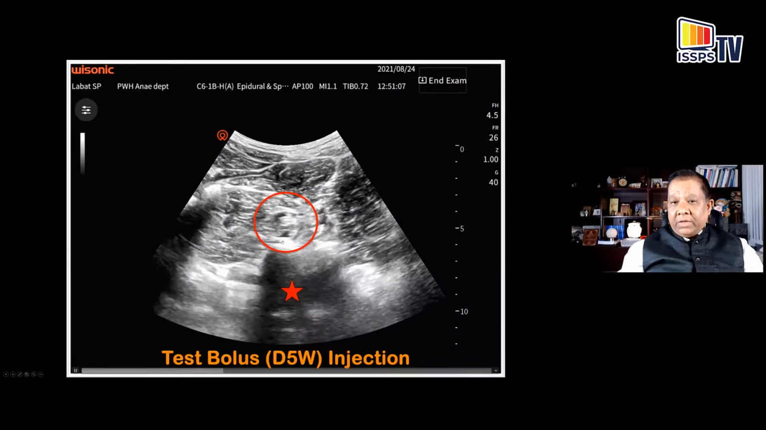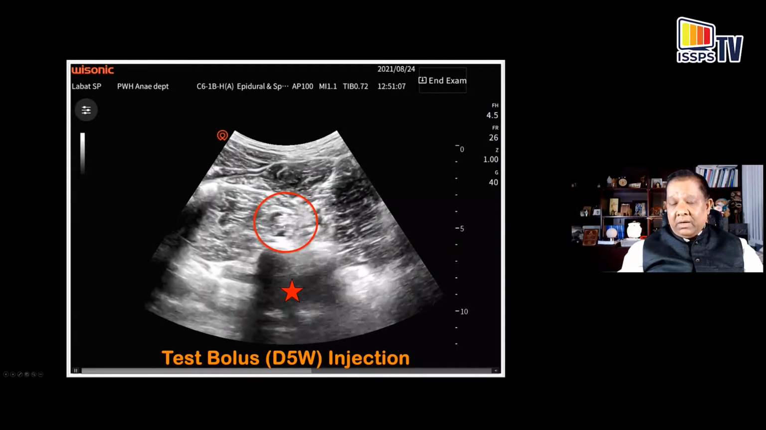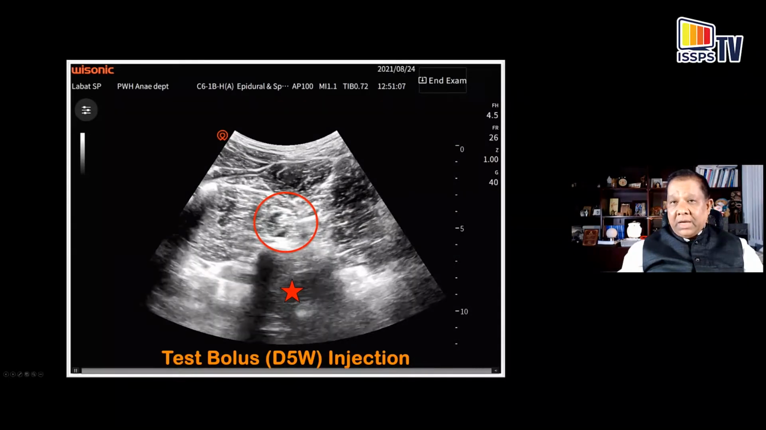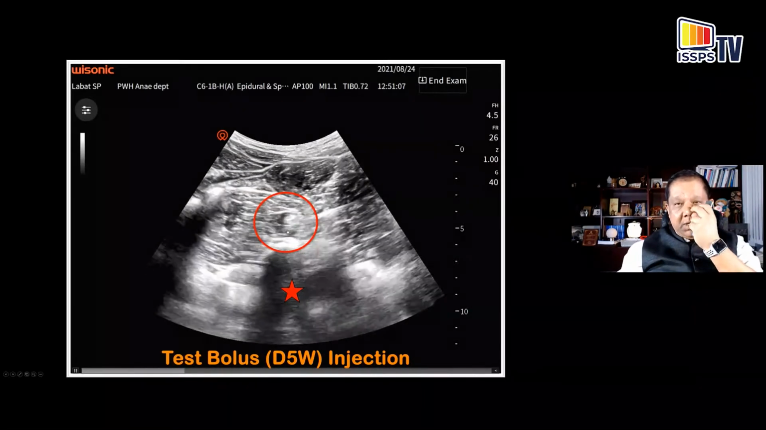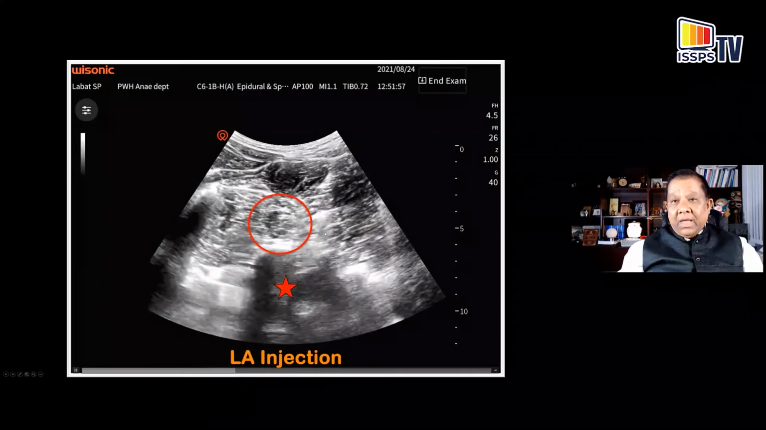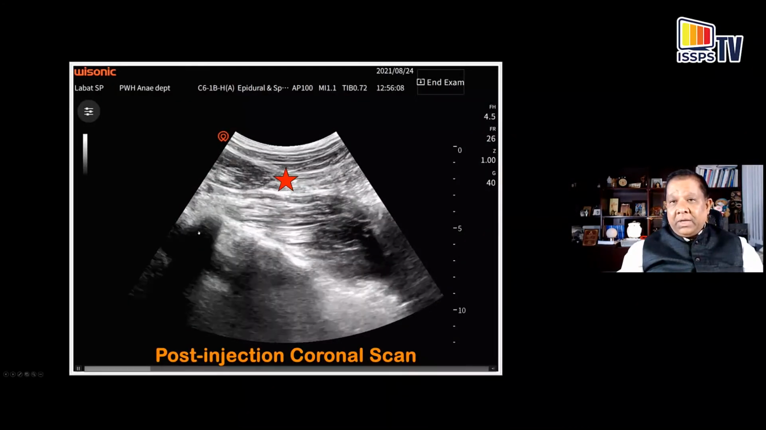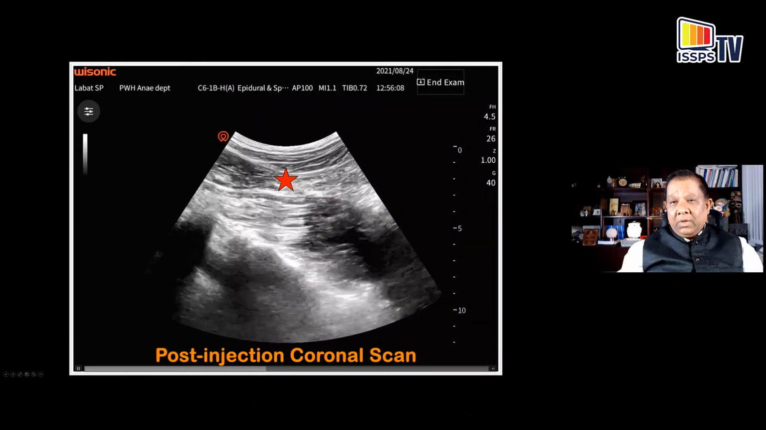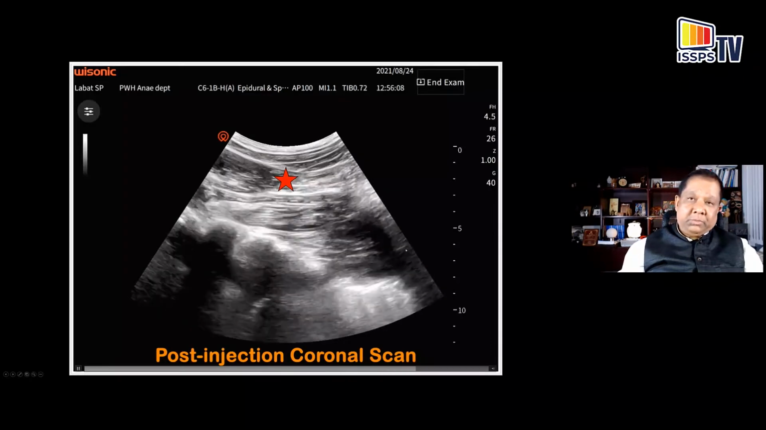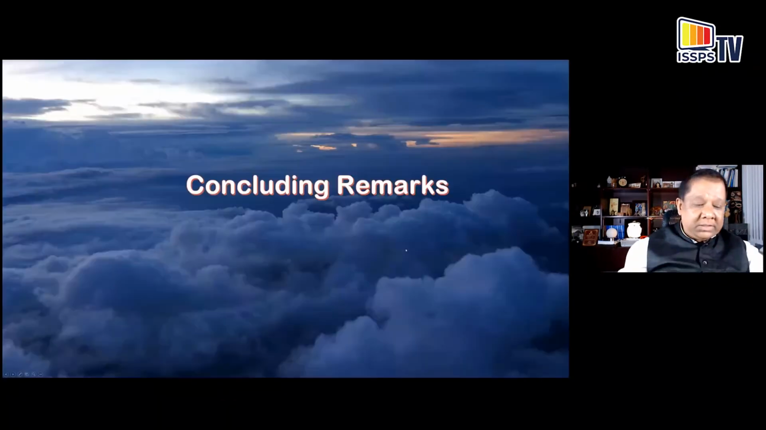Use dextrose 5% because we are using nerve stimulation. So you can see here, once the needle is in contact with the plexus, we use some dextrose to hydrodissect this area, and thereafter place the local anesthetic. As you can see here in the coronal view, the local anesthetic has now enveloped the lumbar plexus nerves within the psoas muscle, which produces a very effective lumbar plexus block.